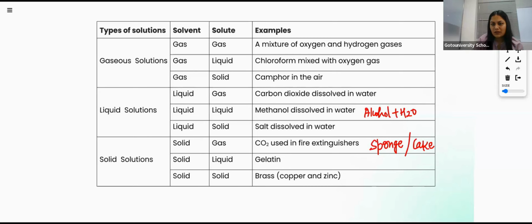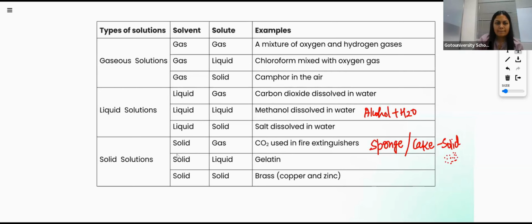Cake is a solid, right? And it has some spots like this, or say vacant spaces in it, through which gas passes, right? While baking, gas passes through it, and these can be termed as spaces for gases, right? So carbon dioxide used in fire extinguisher is also a solid and gas example. And sponge or cake are also examples of solid solutions, right?